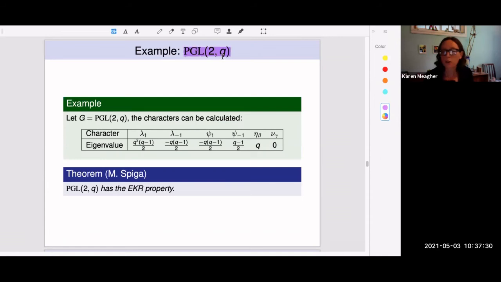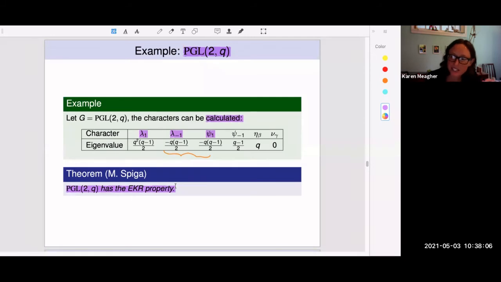Okay, so we can apply this for the group PGL2Q. The character table for this guy is completely known. We can calculate the characters, so I can calculate my eigenvalues. This guy right here is my trivial. It's giving me my degree, so it's a big positive number. And I have these two little characters that give me the least, and I've got this negative number. So if I drop these into my ratio bound, I get the right number. Pablo Spiga and I did this a couple years ago. It's going to have the EKR property.